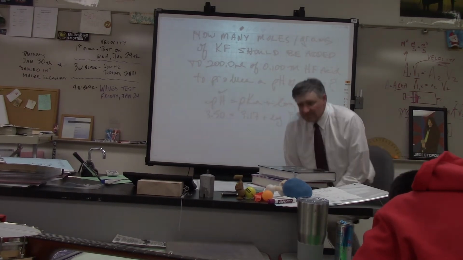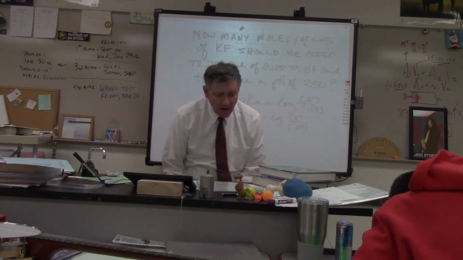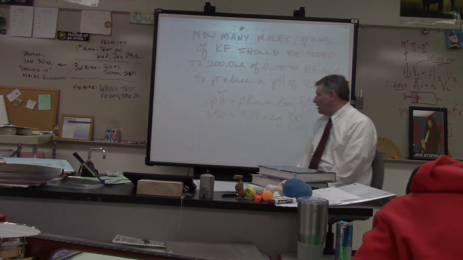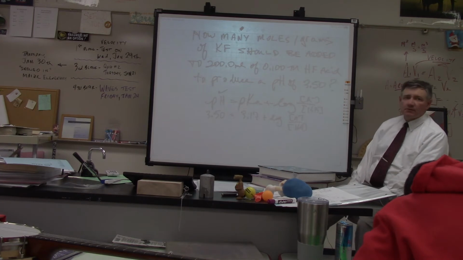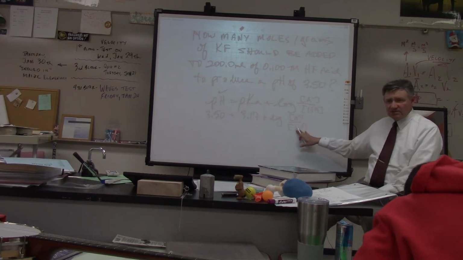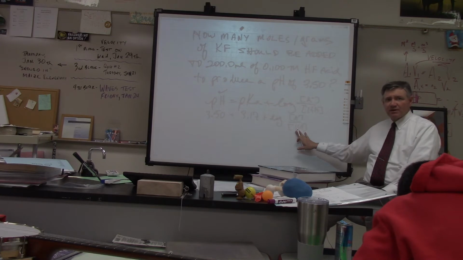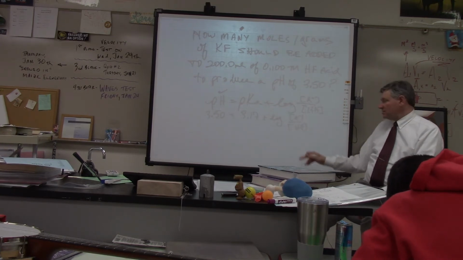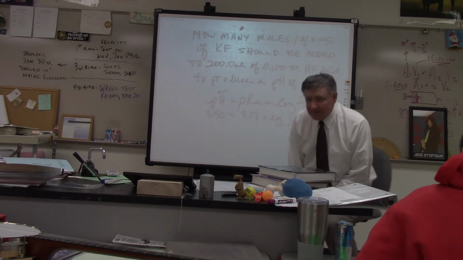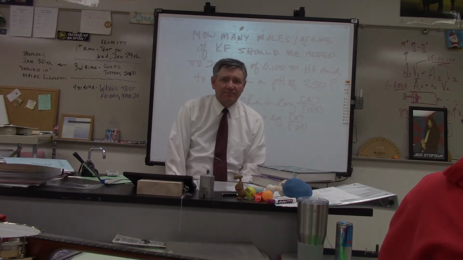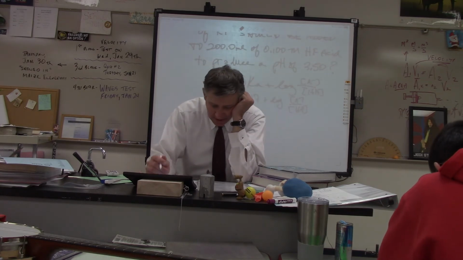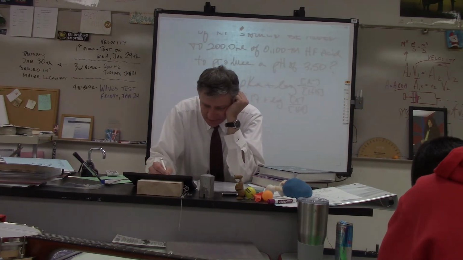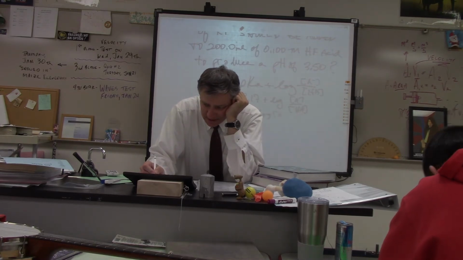So here's the deal. Of these numbers, what else do I know? I know the concentration of my acid. The only thing I'm not going to know is my anion concentration. So how am I going to get that by itself? What's the first thing I'm going to do? Subtract 3.17, which is going to get you 0.33, equals the log of your anion concentration divided by 0.1.